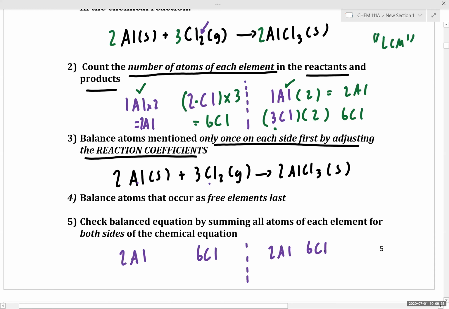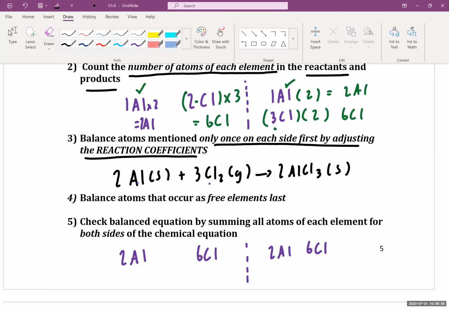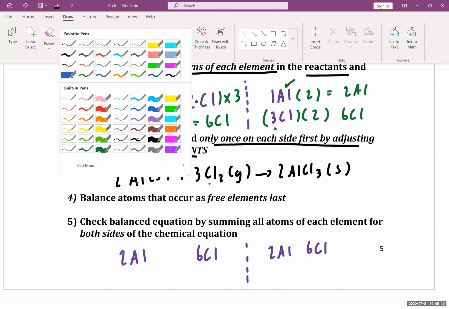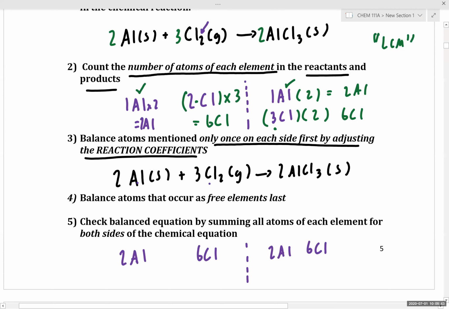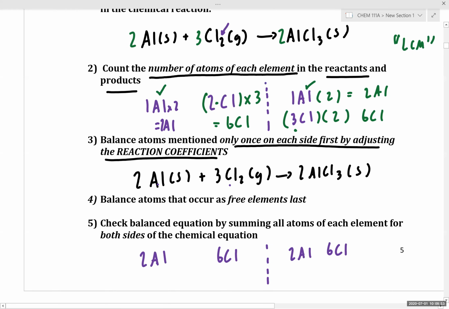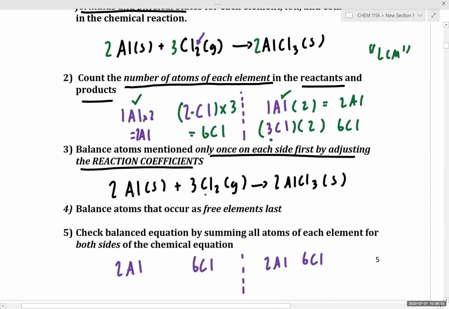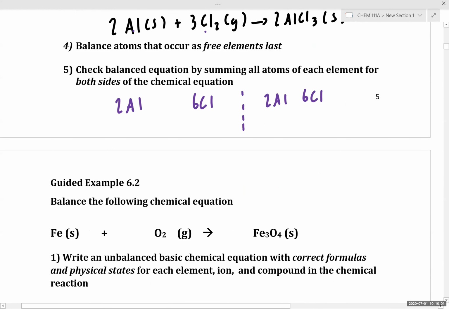So this is a nice little cliff notes of what we're going to be doing throughout this chapter. And what I'm next going to show you are a method and a series of procedures that you can use to balance chemical equations and count atoms efficiently. So this is just a general overview of the process for balancing a chemical equation. Now let's go into detail on alternative methods.